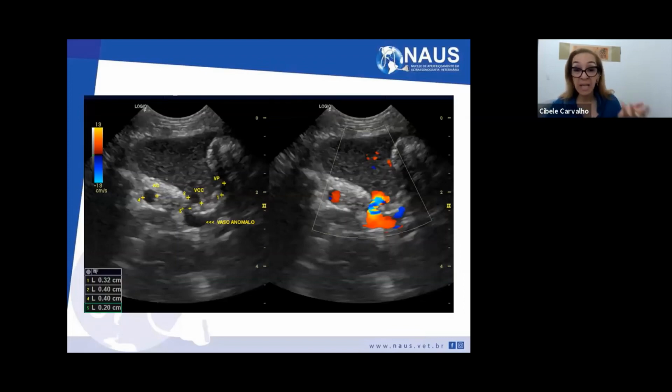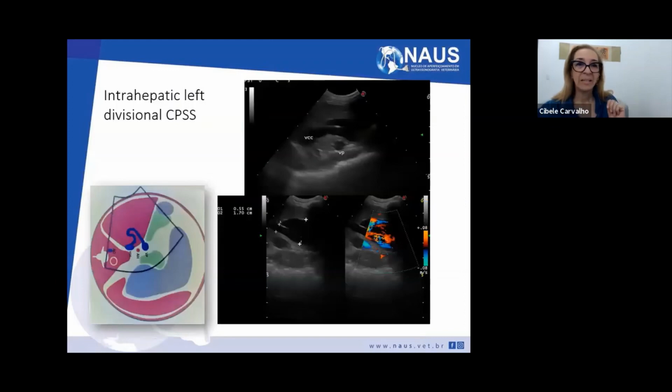This is another example of the same kind of shunt, where an anomalous vessel is connecting the portal vein and caudal vena cava here. The third one is the intrahepatic left divisional shunt that we can see here, and on B mode we can see that something is wrong.